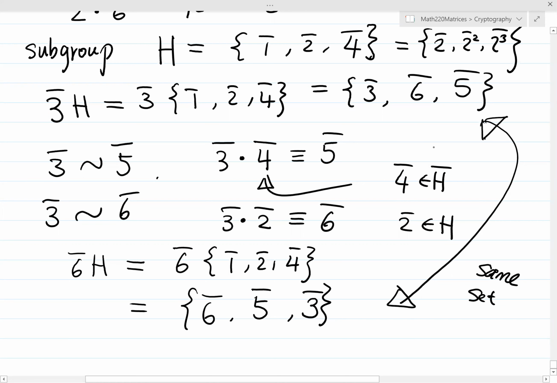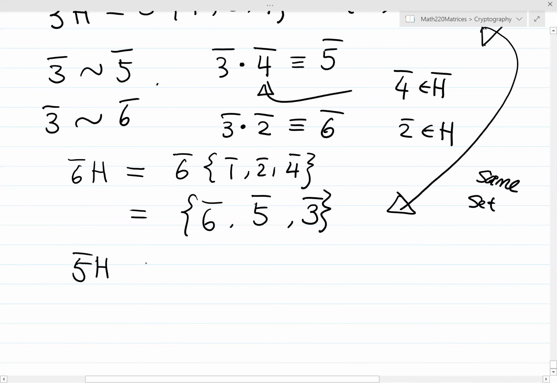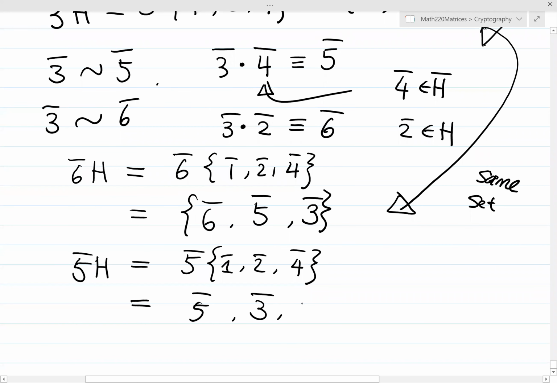Now, of course, if you choose the equivalence class 5 bar H, then you actually still get the same thing. 5 times 1, you get a 5. 5 times 2, you get a 10. 10 modulo 7, you get a 3. 5 times 4, we get a 20. 20 modulo 7, we subtract a multiple of 7, so multiple 2. 20 subtract 14, we get a 6. So again, we get the same computation.